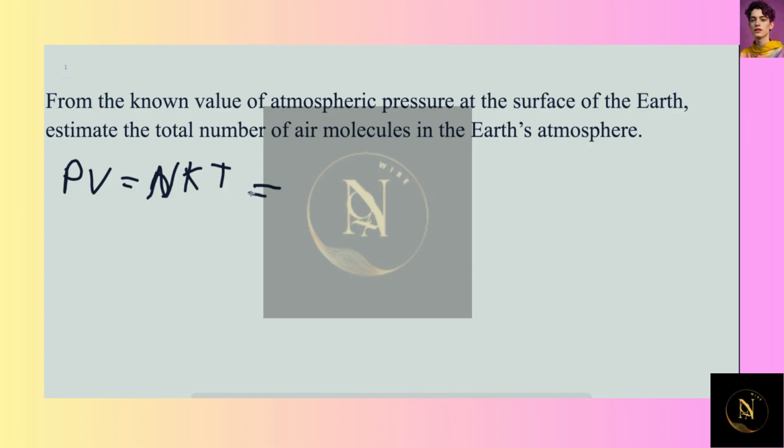So this becomes N is equal to PV over kT. And we're going to establish what these amounts are. So we want to get an estimate of the volume of the atmosphere.